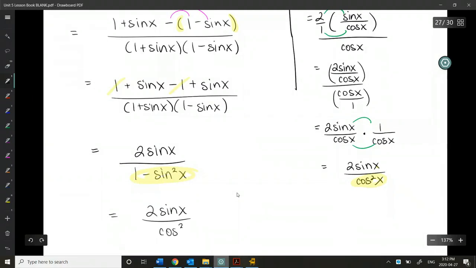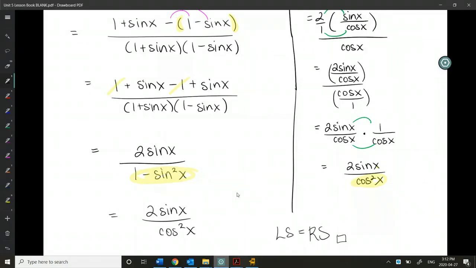So 2 sine x, and I'm going to replace this with the rearranged Pythagorean identity to make left side equal right side. And now that these are equal, I can say left side equals right side and end that guy with a box or QED.